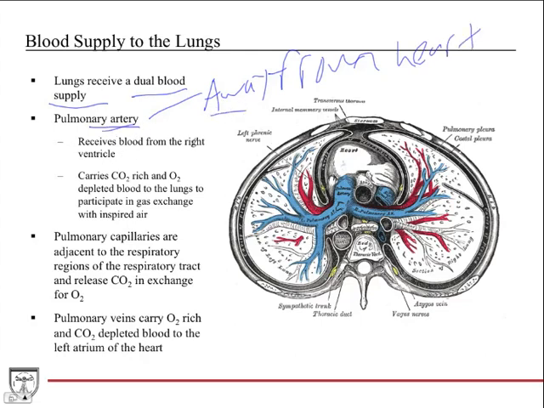So it receives blood from the right ventricle. So the blood comes around, it goes into the right side of the heart, and then it gets pumped into the pulmonary circulation by the right ventricle. And we'll go over that in more detail in the heart lecture.